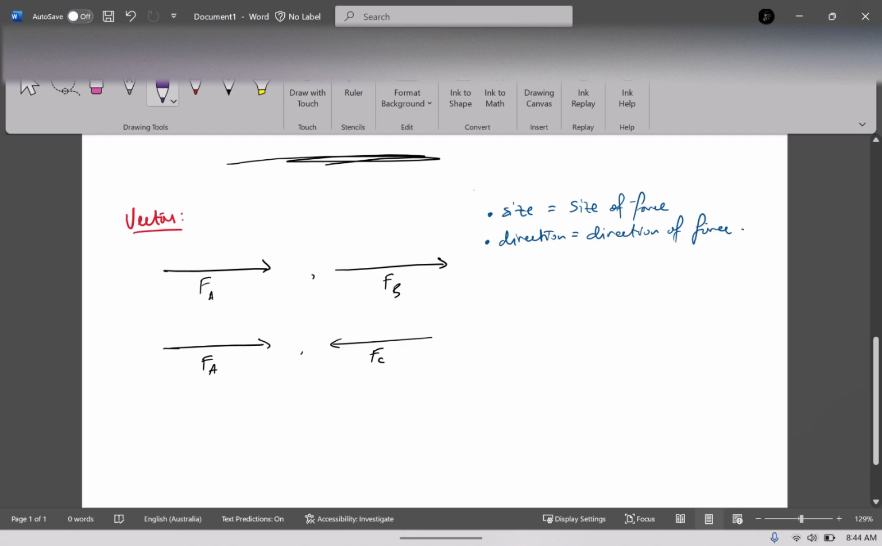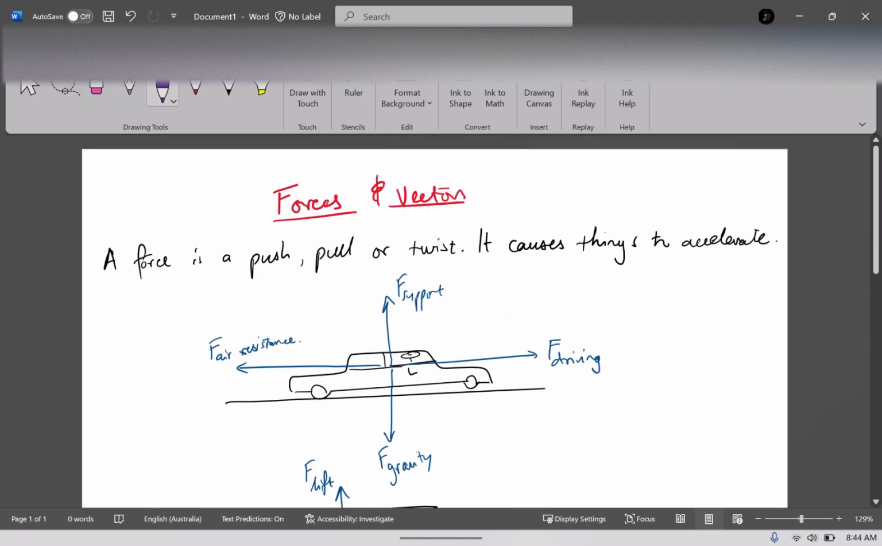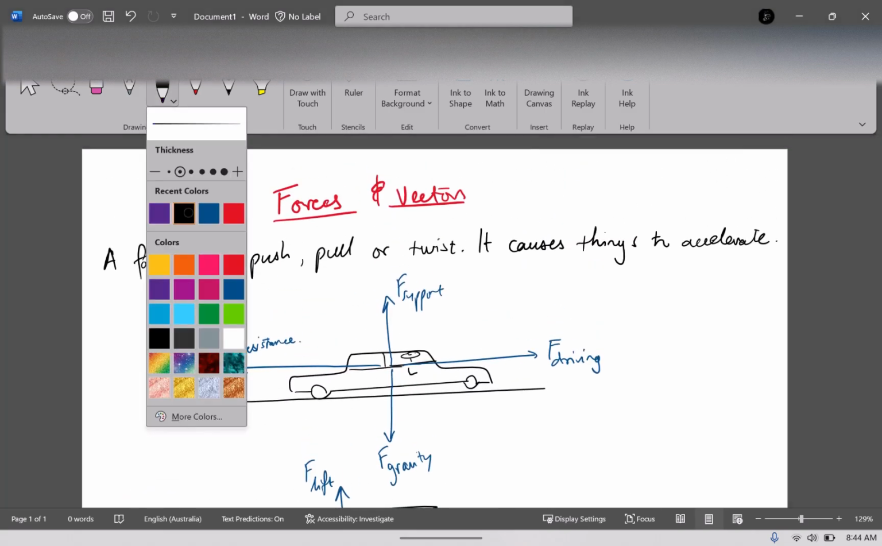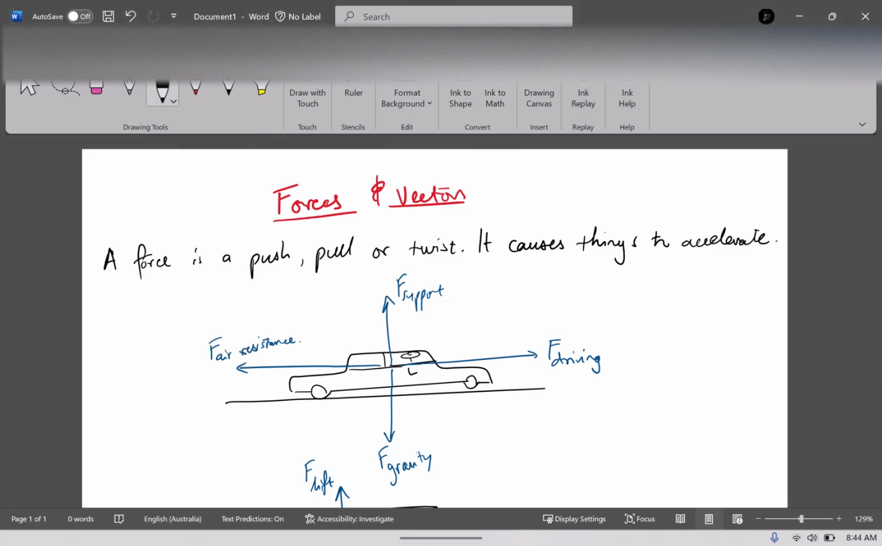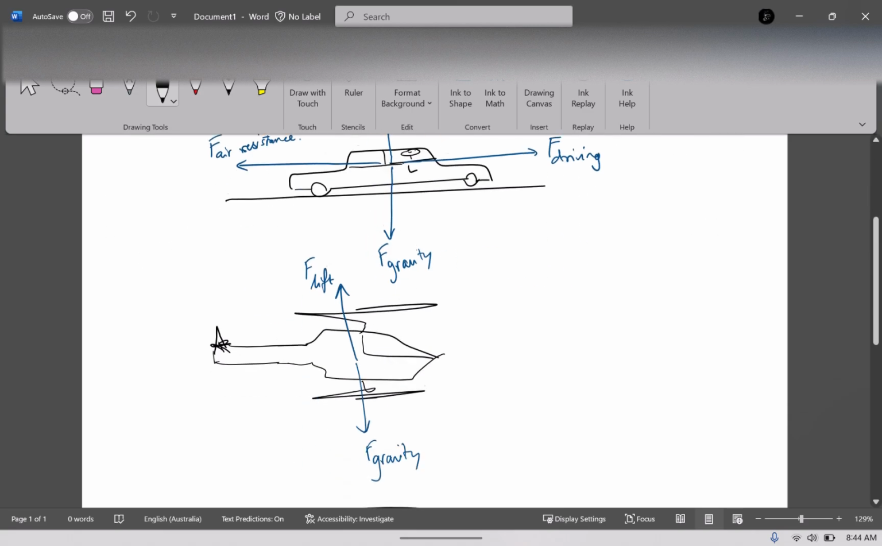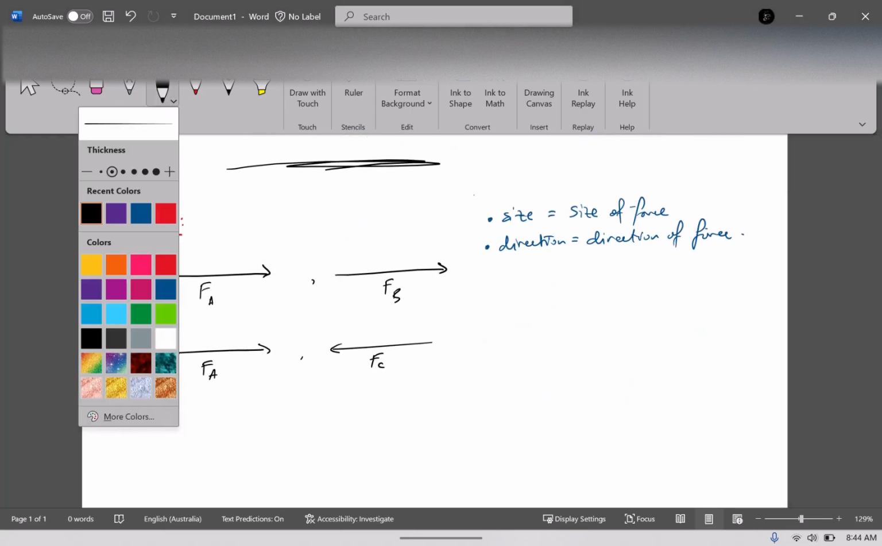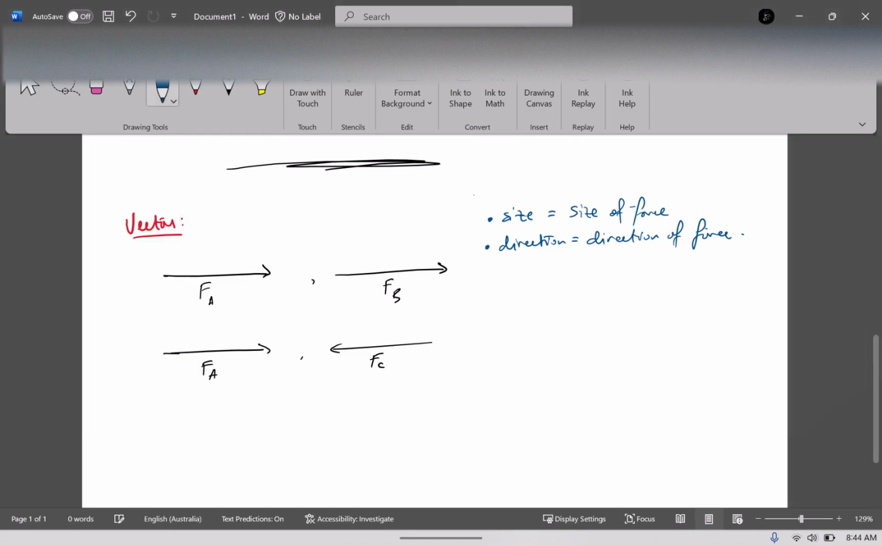If you recall, forces are measured in units called newtons. The unit of force is the newton, given the symbol N. So what these arrows mean down here is that, say for example, F A is 10 newtons. F C, if it's the same length arrow, is also going to be 10 newtons, but it just means the force is pushing to the left.